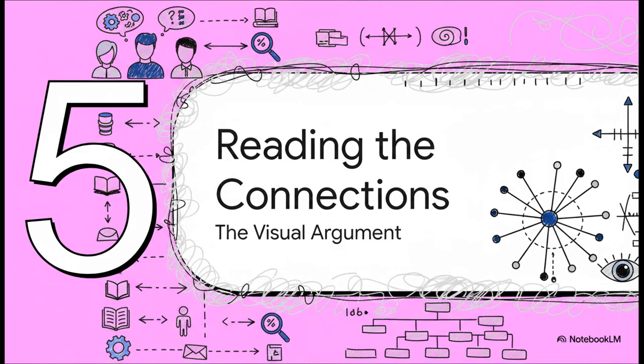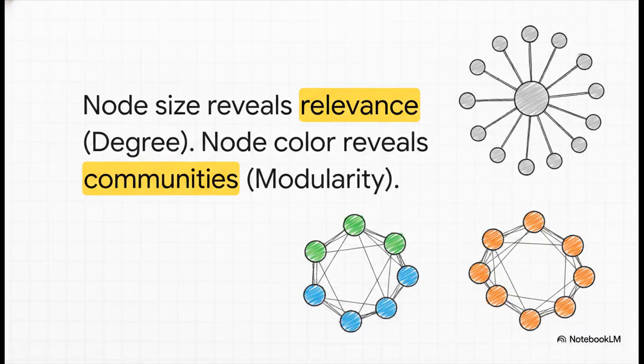But hold on, because making the graph is really only half the battle. Now comes the most important part, the human part. We have to interpret what this visual argument is actually telling us. This isn't just a pretty picture, it's a whole new kind of historical document, and we need to learn how to read it. And the great thing is, reading it is actually pretty intuitive.